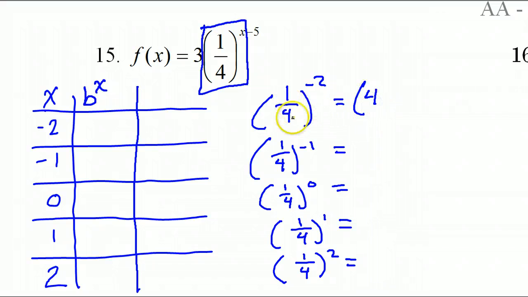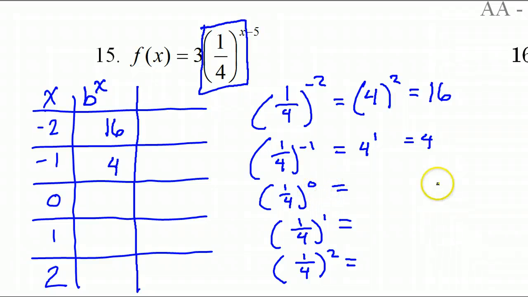So this is just going to become 4 to the +2 power. 4 squared is 16. Alright, so this will be 16. Again, 1/4 to the -1 power, do the reciprocal, so that's just 4 to the +1 power, which is just 4. Anything to the 0 power is 1, so kabam. 1/4 to the 1 power is just 1/4. And 1/4 squared, well, 1 squared is 1, 4 squared is 16, so 1 over 16.